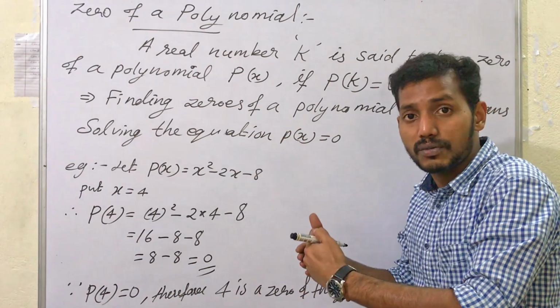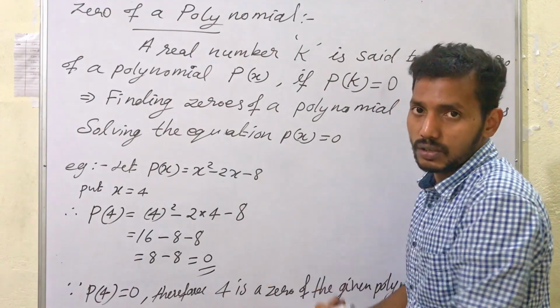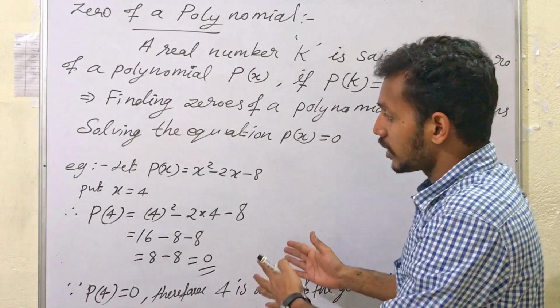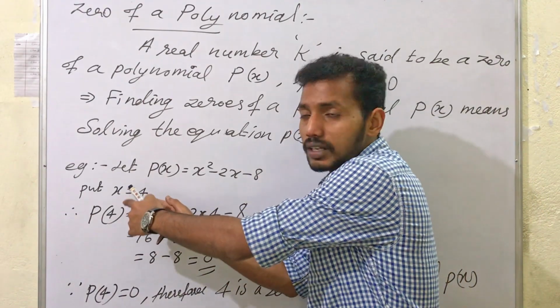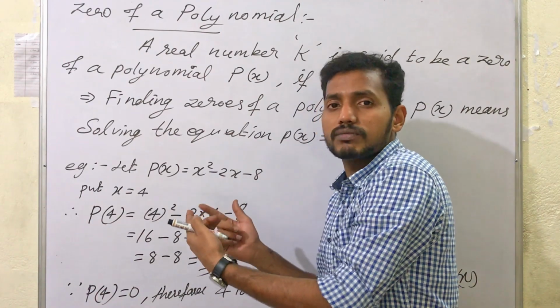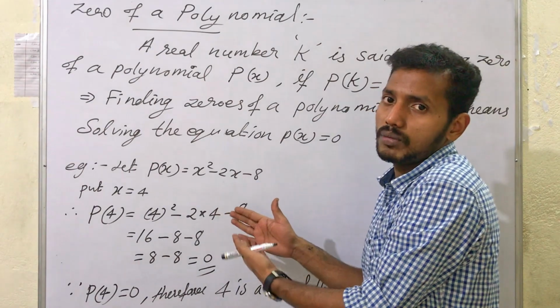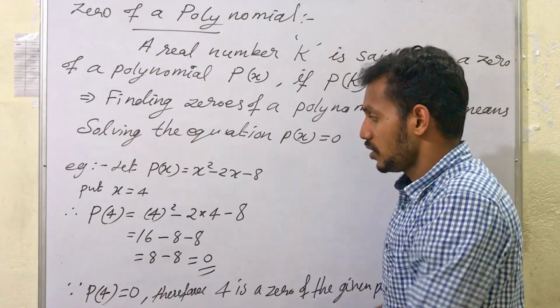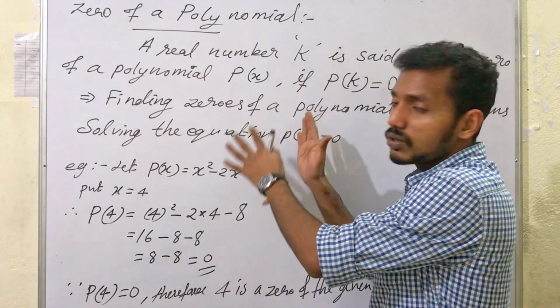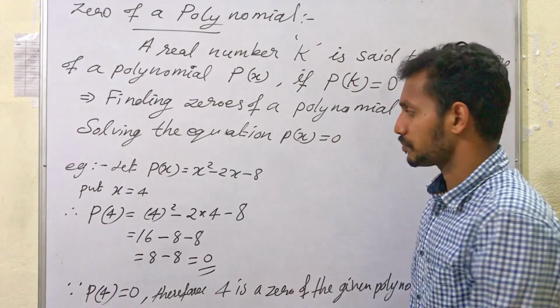We will discuss different methods to find the 0 of the polynomial, because in all cases, putting the value x equal to 1, x equal to 2, is not easy. So there are some methods to find the zeros of the polynomial that I will discuss in the next part. But first of all, you need to know what is the zero of the polynomial.